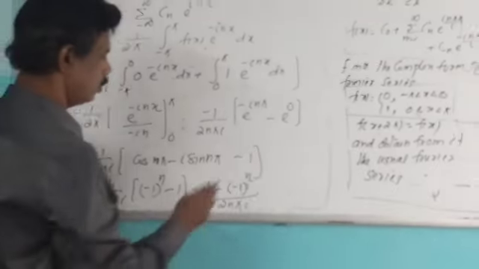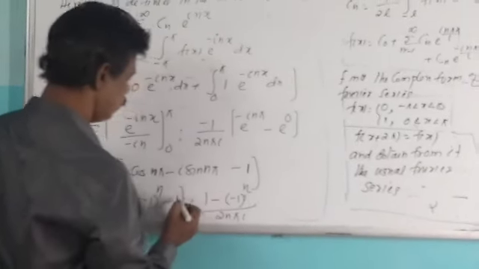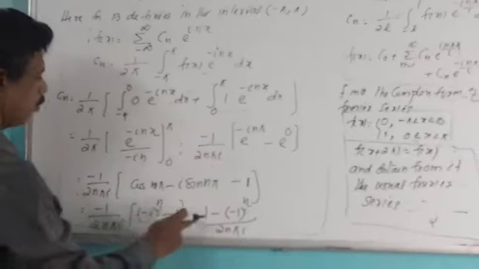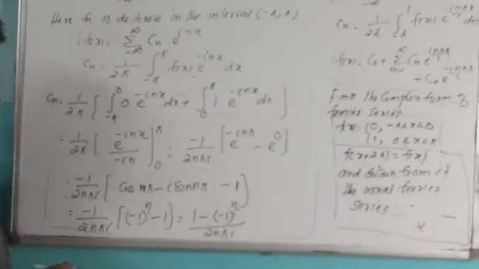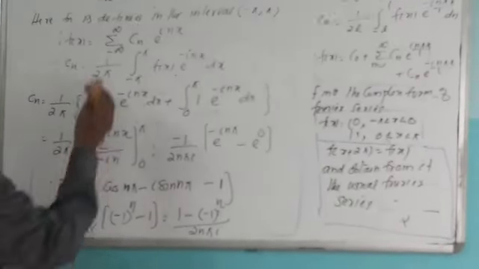Cos 0 equals 1. So this is equal to 1, and multiplying with the minus, minus minus becomes plus. Yes, we have to find the value of C0.